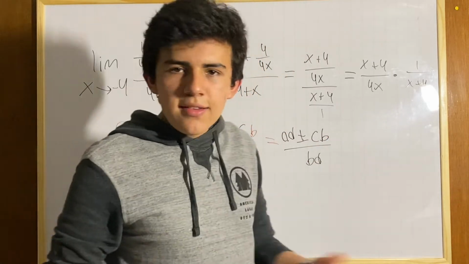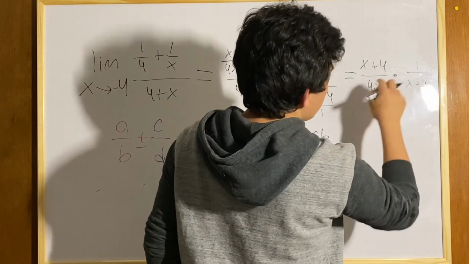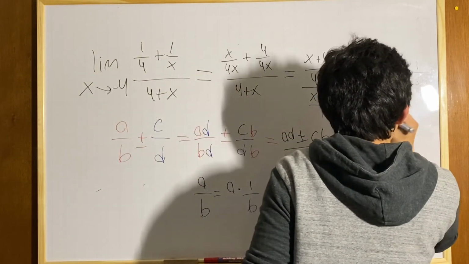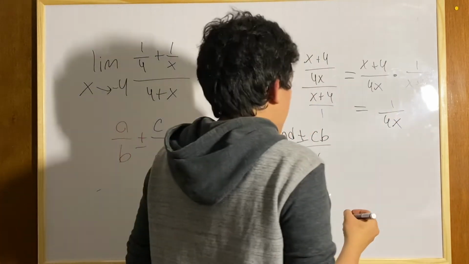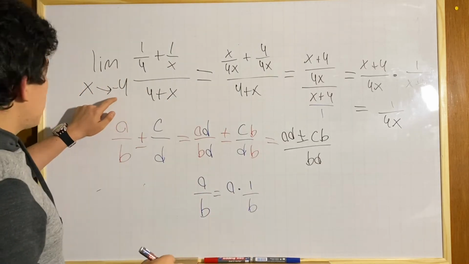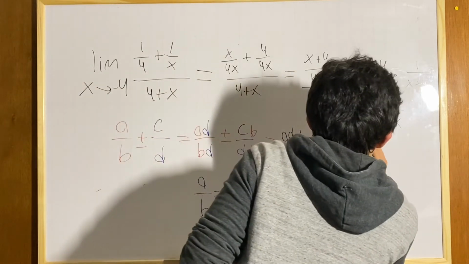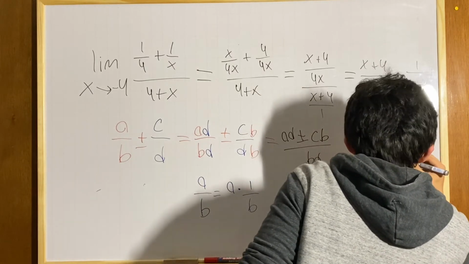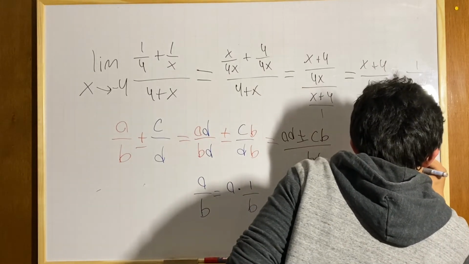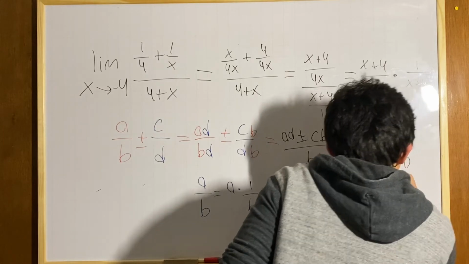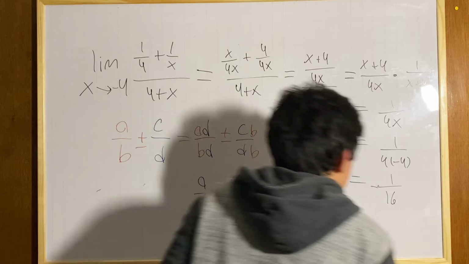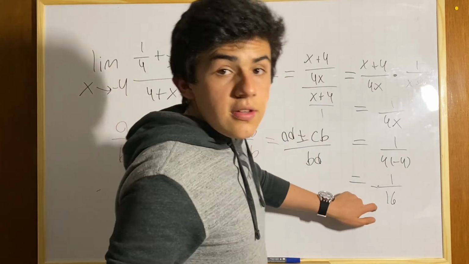And I think you guys see it now. These two cross out, and we would get simply that this is equal to 1 over 4x. And now we can plug in minus 4 in here, no problem. And this would be equal to 1 over 4 times minus 4, which is the same as 1 over minus 16, minus 1 over 16. Okay? So this is our answer.